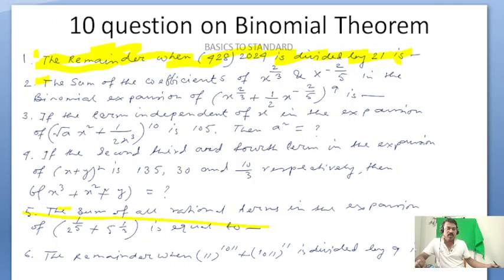So in my class today, the first problem is: the remainder when 428 to the power 2024 is divided by 21 is the remainder. We have to find the remainder here first. So come to the next page.